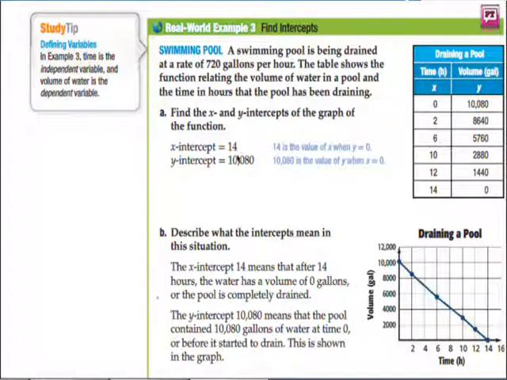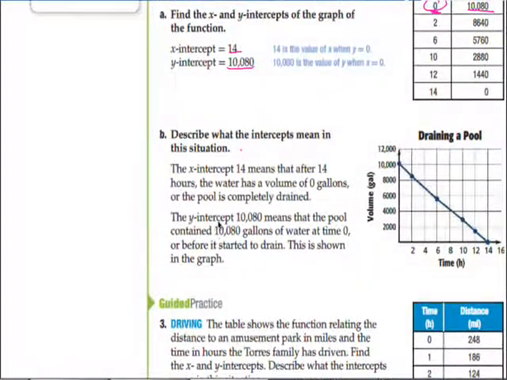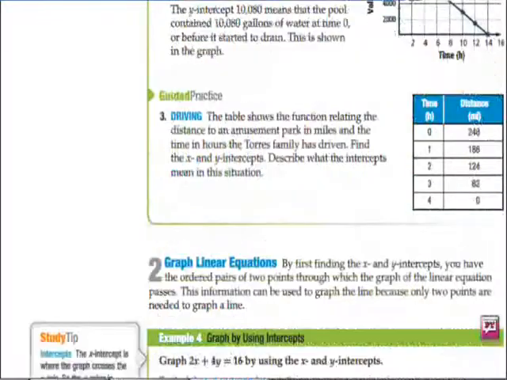All right. So find the x and y intercepts. Well, the y-intercept is when x is 0. Okay. So the y-intercept is 10,080. The x-intercept is when y is 0, so that happens at 14. And then describe what the situation means. This is where we've got to put this into sentences. The x-intercept at 14 means that after 14 hours, there's no water left. That's all it means. And the 10,080 means that before we started draining it, that's how much water was in the pool. Easy, no problem.